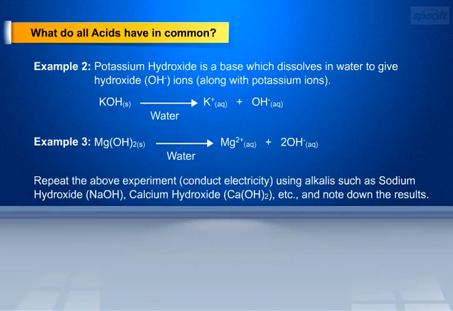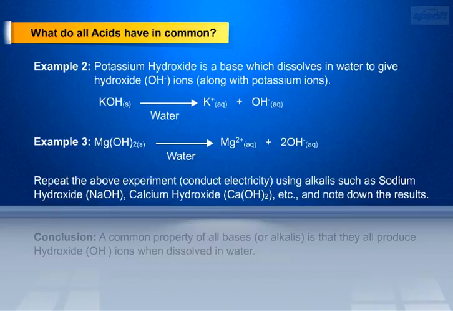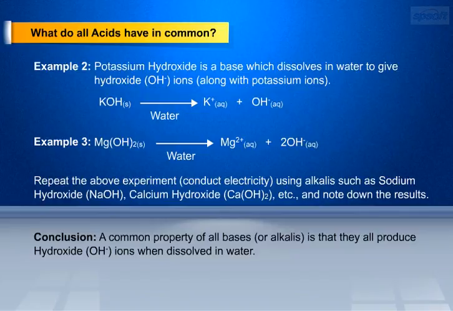Repeat the above experiment, conducting electricity, using alkalis such as sodium hydroxide, NaOH, calcium hydroxide, etc., and note down the results. So, we can conclude that a common property of all bases, or alkalis, is that they all produce hydroxide ions when dissolved in water.